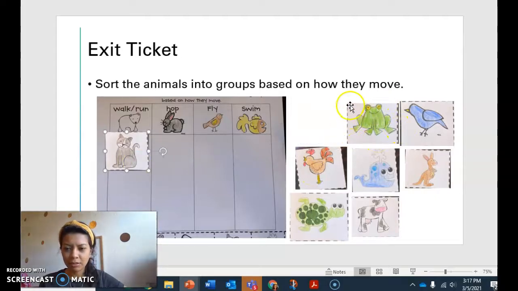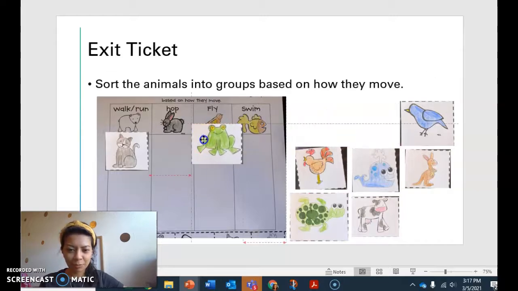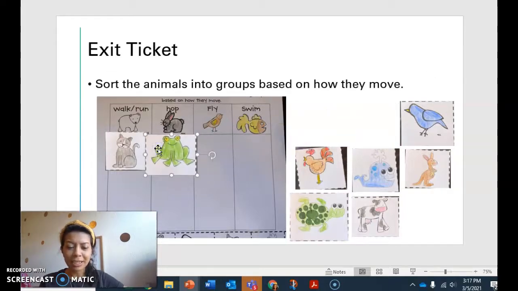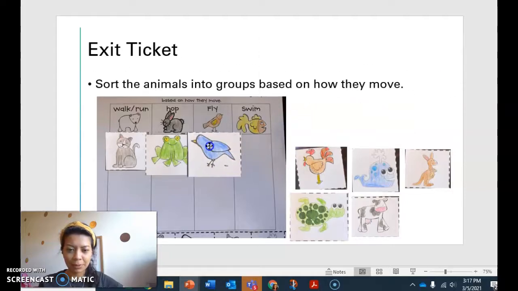Let's take a look at our frog. Is a frog able to walk, hop, fly, or swim? If you said by jumping, you're correct. Yes, frogs are able to jump from one lily pad to the other. Our next animal here, we have a bird. Are they able to walk, hop, fly, or swim? If you said to fly, you're correct. Yes, birds use their wings to fly high in the sky.